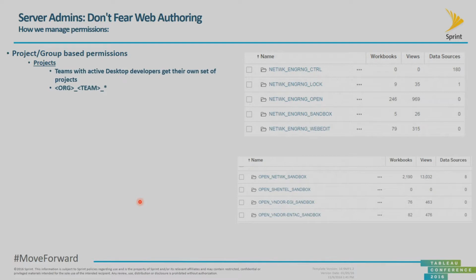So every organization that has a team of developers or is making a lot of stuff within Tableau gets a set of projects. Okay? And the name is defined by the organization they're in and the team they're part of. So over here to the right, we have network engineering as the team that we're going to explain things with. The different projects you get, first of all, we have control.